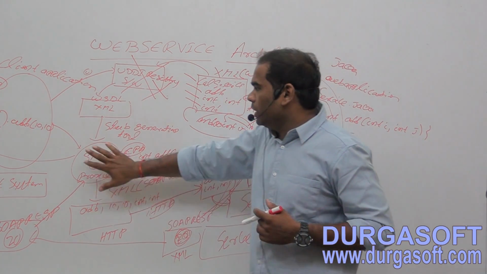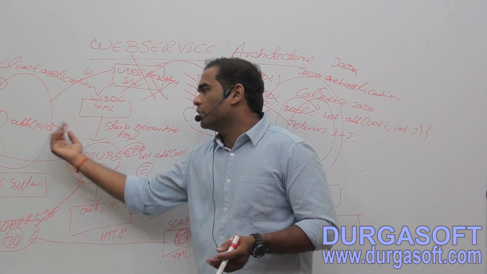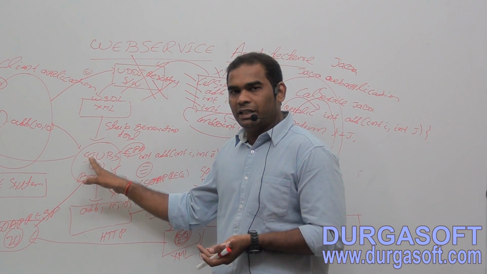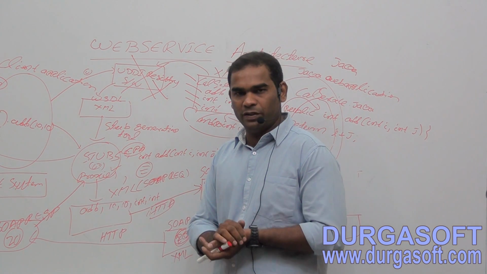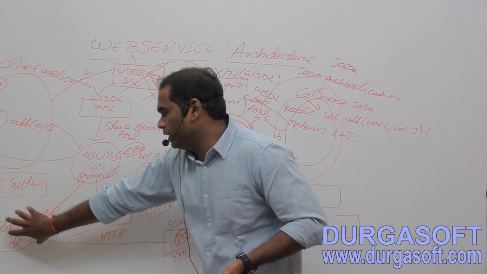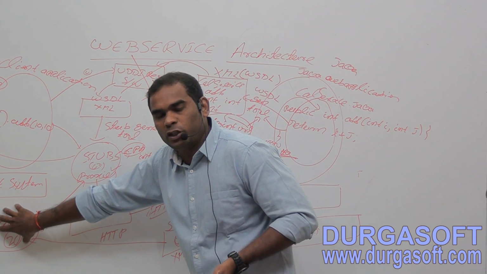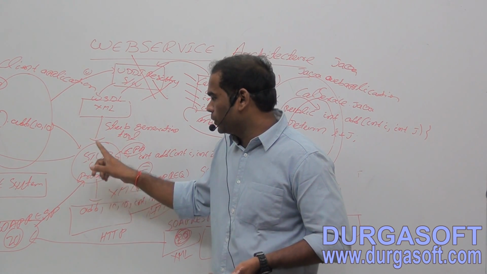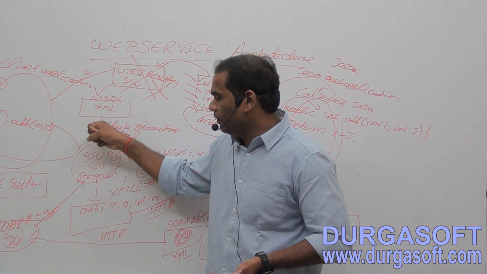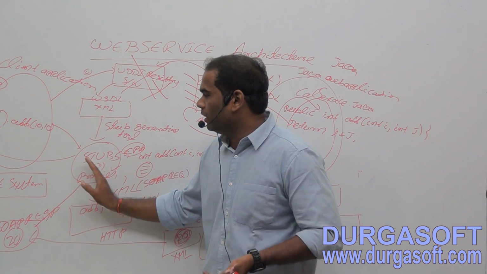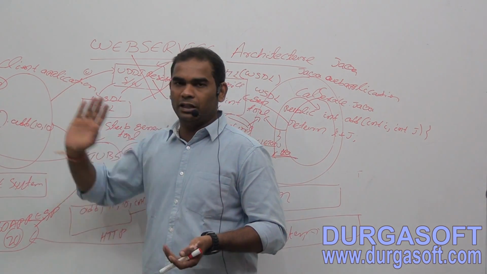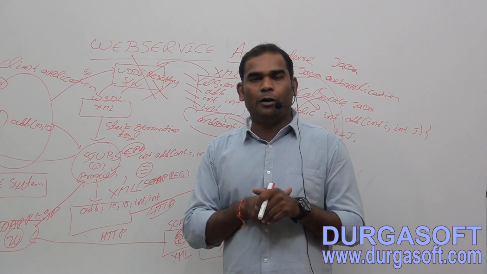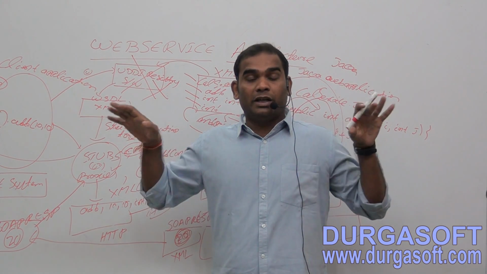What is the responsibility of the stub? The stub will receive the method call from the client. It will store the method details into the SOAP request, and it will receive the return value from the SOAP response. That SOAP response will be read by the stub. It will get the return value from the SOAP response, and that return value will be handed over to this client application. So this is the way communication happens between two different applications.